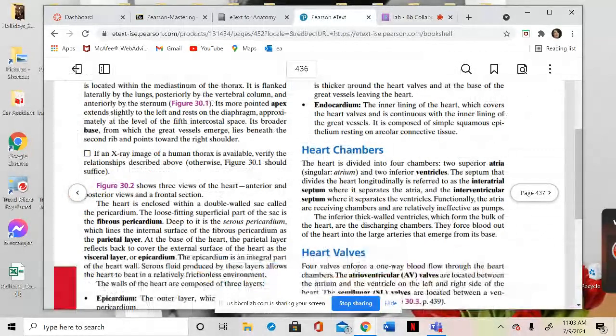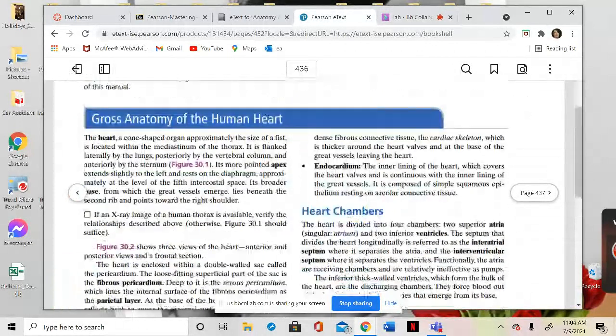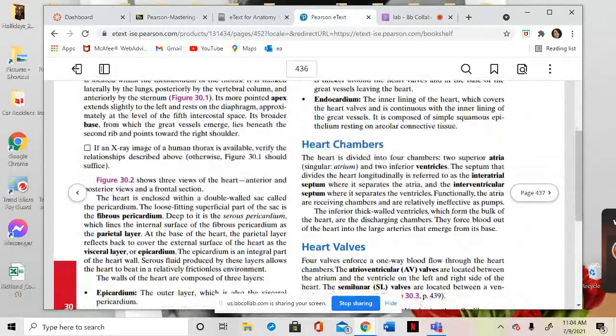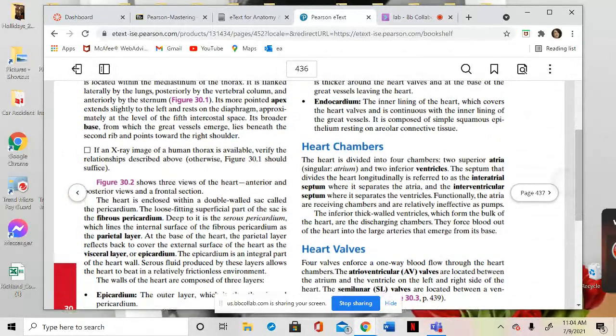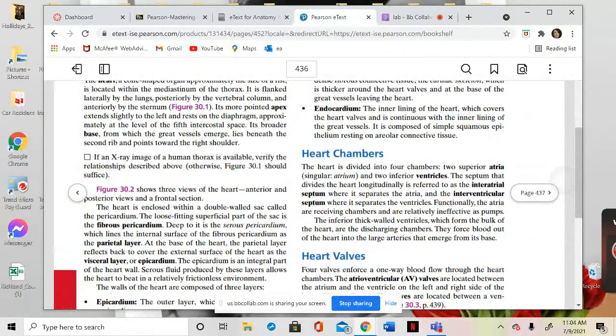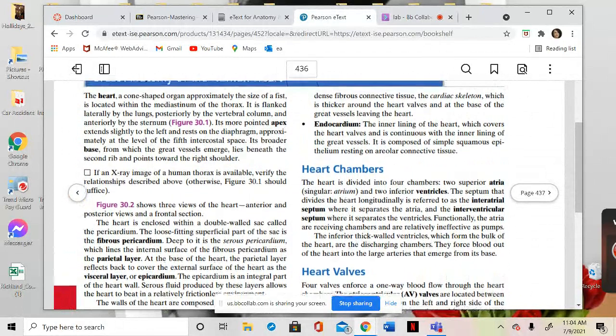All right, good morning. All the gross anatomy, localizations of the heart, all these different structures are well explained in the lecture. So I'm not going to go over each structure because it's very well explained. I really want you to get familiar with the gross anatomy of the heart.